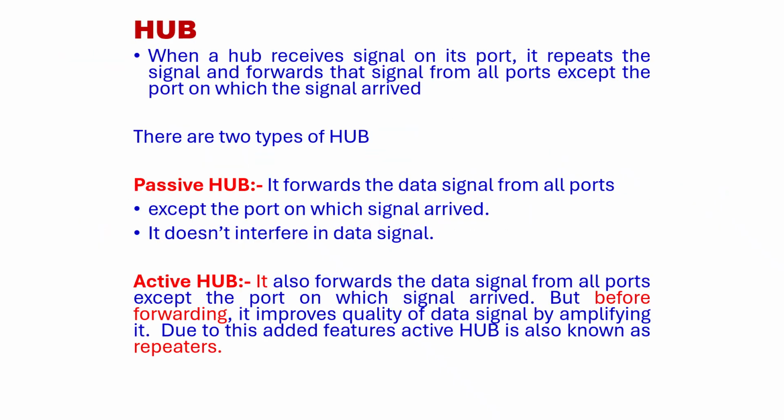So when a hub receives a signal on its port, it repeats the signal and forwards that signal from all ports except the port on which the signal arrived.